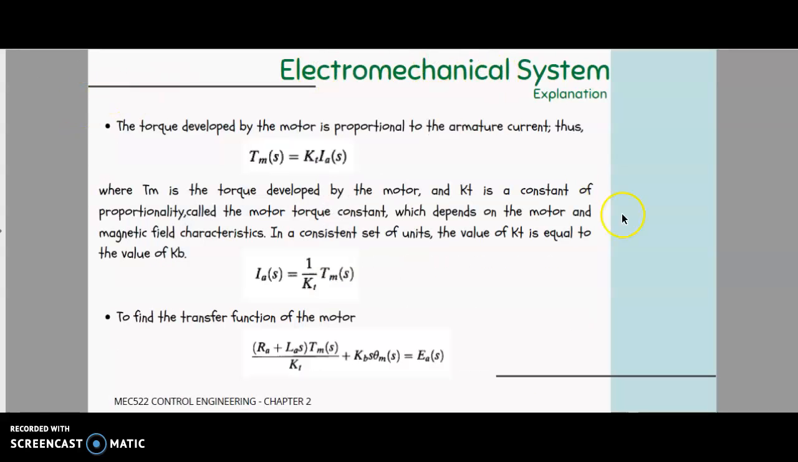This one is for the mechanical system. This is the relationship between torque and IA. So Tm equals KT IA, where KT is a constant number for torque. And then from this you can get IA equals Tm divided by KT. So now you know what IA is. You just replace IA in the previous electrical mathematical modeling, and then you get this.